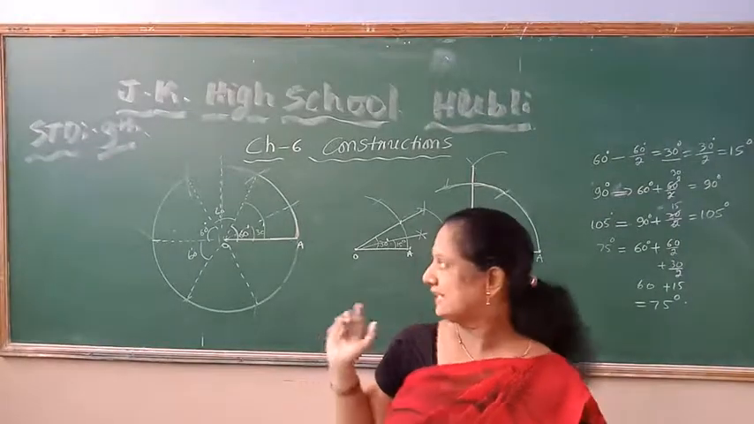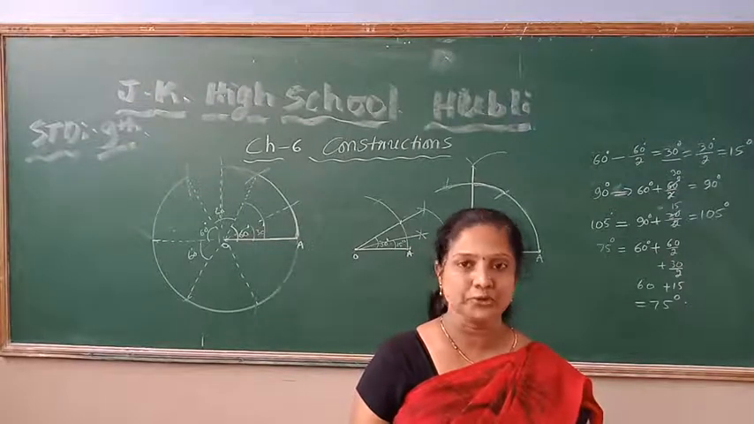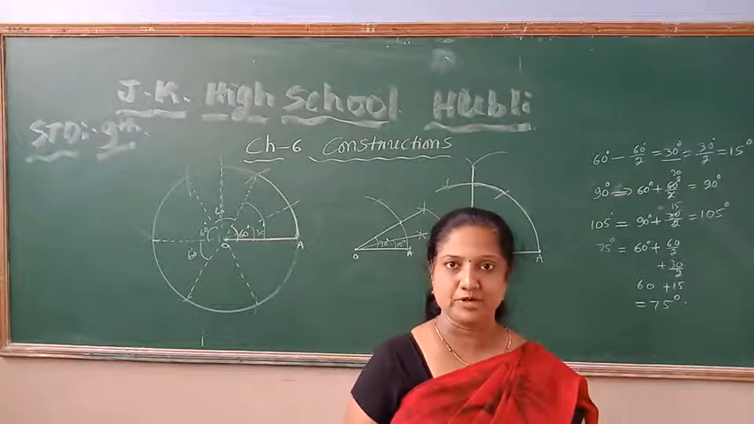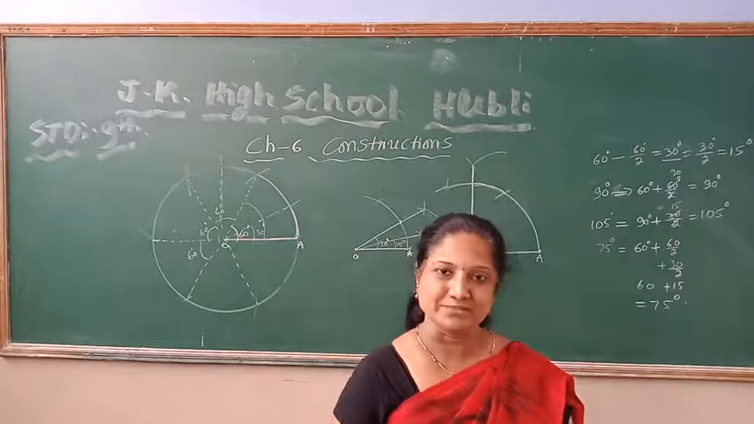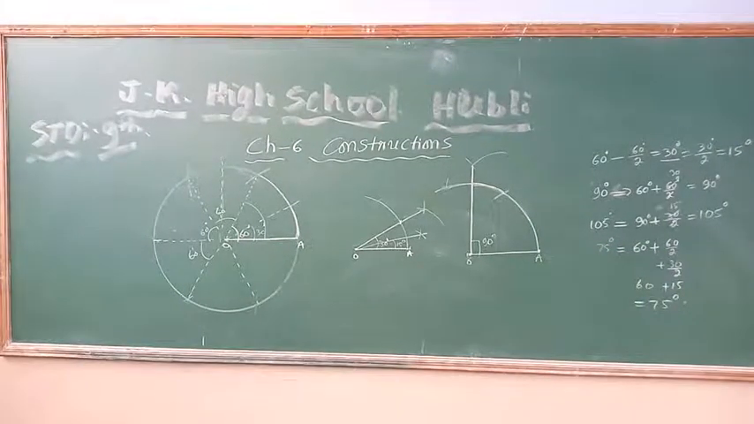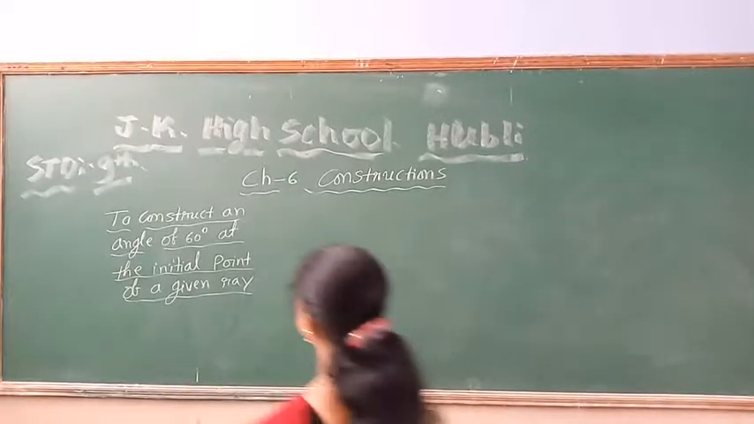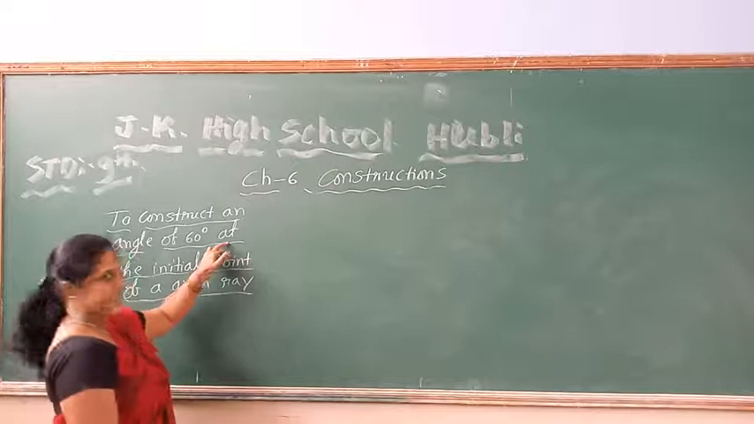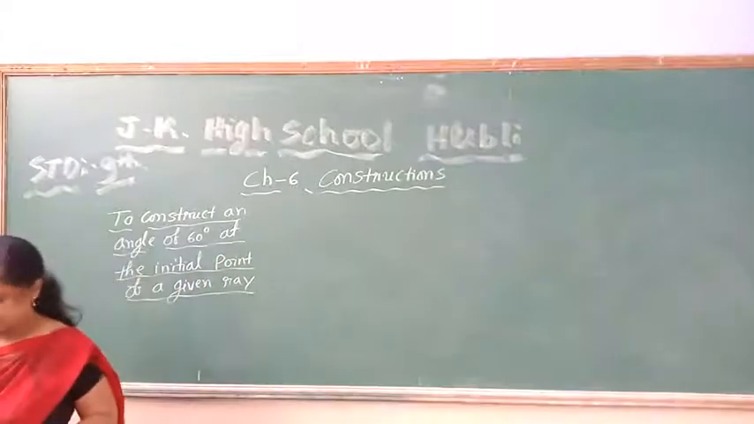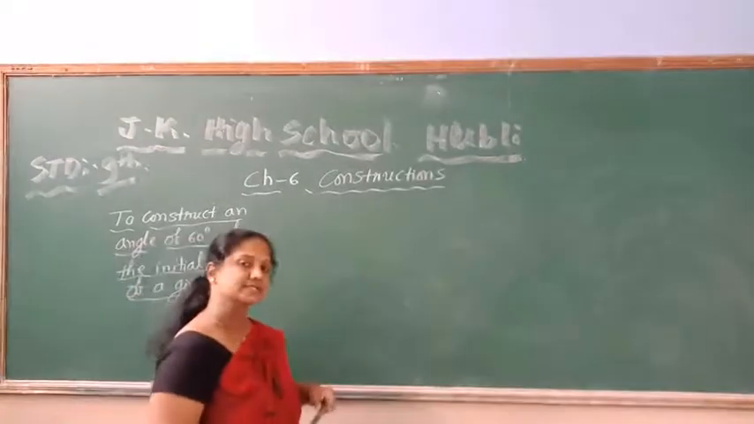Okay, children, write down this much. You have an idea now. Now I am going to construct a 60 degree angle at a given ray at the starting point. Okay, children, write down this much. Children, now to construct an angle of 60 degree at the initial point of a given ray. How to construct a 60 degree angle?